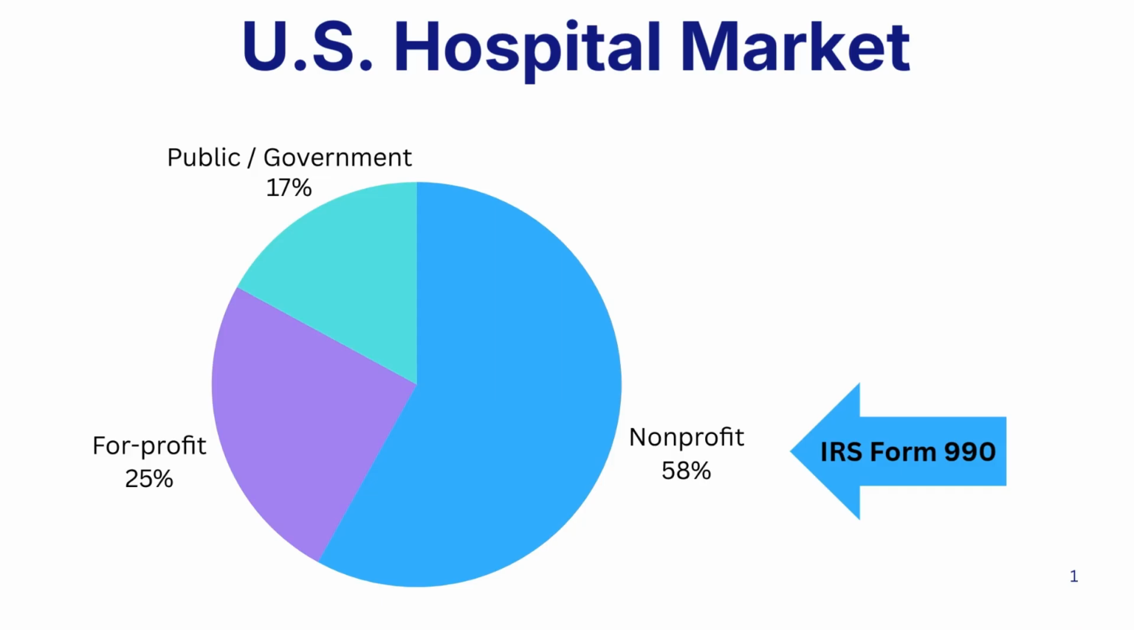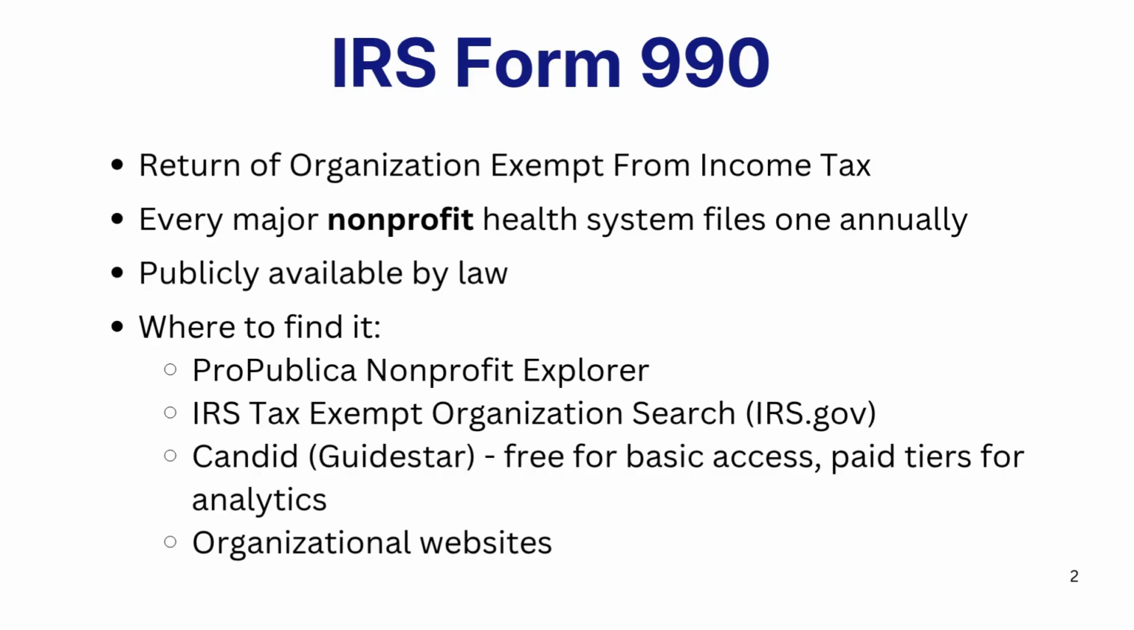If you go to their website, you might find an annual report. But did you know that almost all nonprofits are required to file a Form 990 with the IRS every year? The Form 990 is also called the Return of Organization Exempt from Income Tax. And every major nonprofit health system has to file one annually. And it's publicly available by law. And some of the places that you can find it are ProPublica Nonprofit Explorer, the IRS Tax Exempt Organization Search at irs.gov, Candid, which used to be GuideStar, and also on the organization's websites.